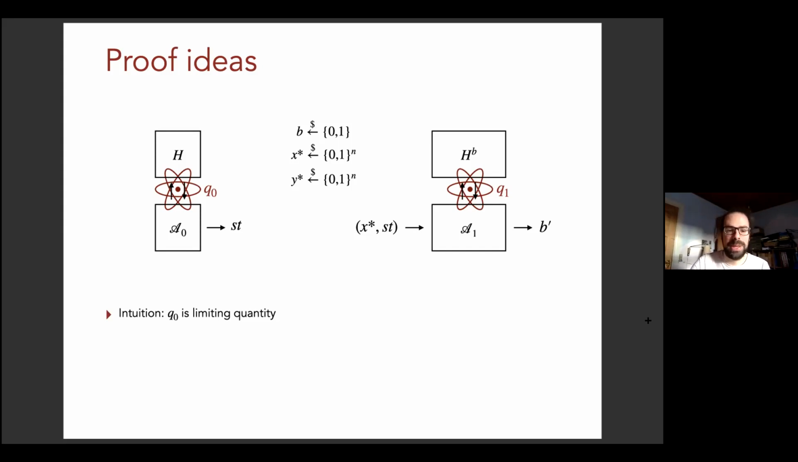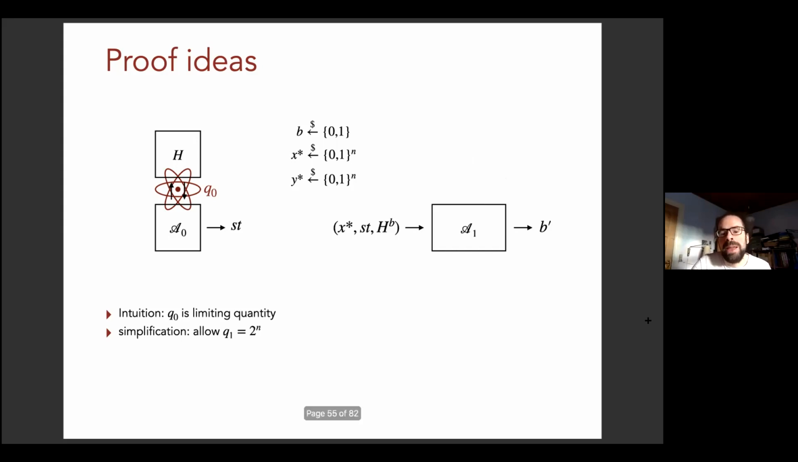So therefore, what we can do is we can just simplify the situation by removing any restrictions on A1. So in particular, we can just allow it as many queries as it wants. And this amounts to essentially giving A1 just the whole function table of HB as an input. Right? So now A1 doesn't have any oracle anymore. It just gets the whole function as an input, which is kind of even better.